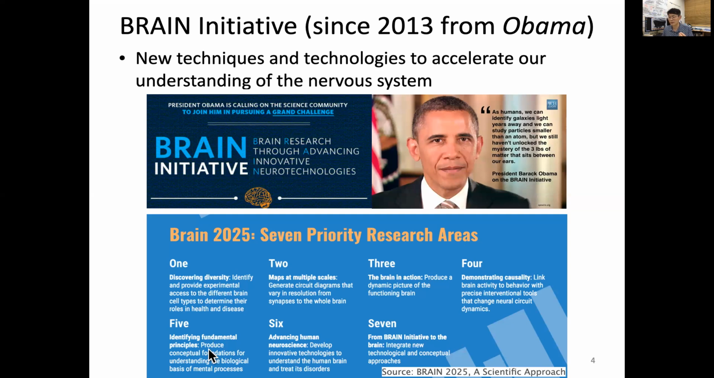And fifth, identifying fundamental principles. Do we know all the principles in the brain? No. We want the conceptual foundation for understanding the biological basis of mental processes. Of course, we still do not know a lot about our mental processes. That's why we cannot control our emotion or our spirit very much. And this research will probably allow us to better understand the biological basis of our mental processes, including our thinking.